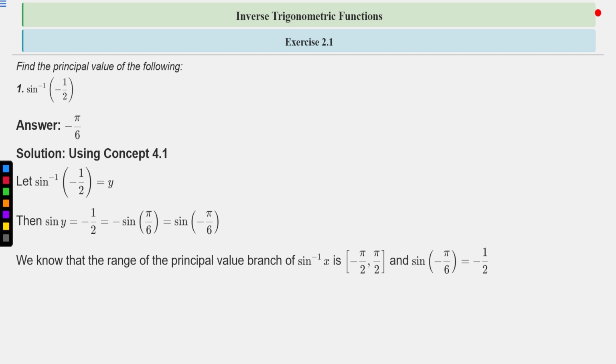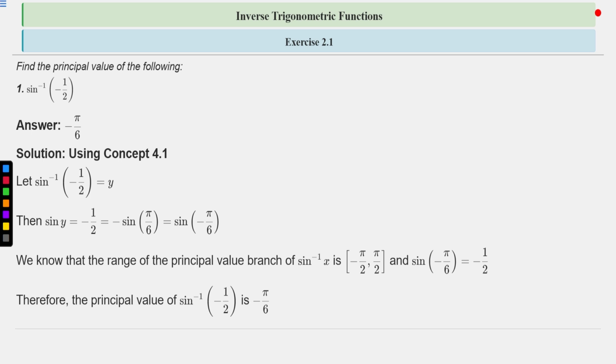And we can also observe that minus pi by 6 is lying between minus pi by 2 and pi by 2, right? Minus pi by 6 is between minus pi by 2 and pi by 2, isn't it? Therefore the principal value of sine inverse minus 1 by 2 will be equal to minus pi by 6. Got it?